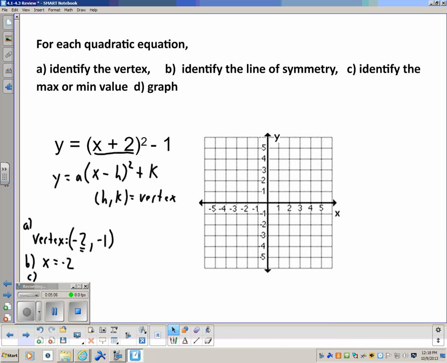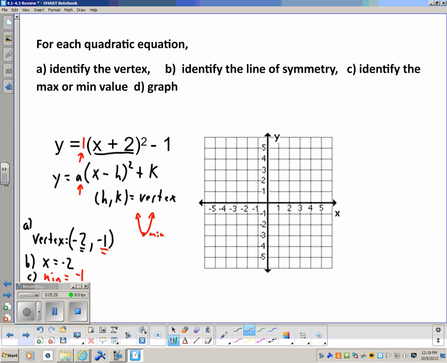And then part C there says identify the max or min. So since your a value here is 1, and that's positive, we know our parabola here is going to open upward, and therefore we have a min. So part C there is going to be min, and the min always matches the y value of your vertex, so your min there equals -1.